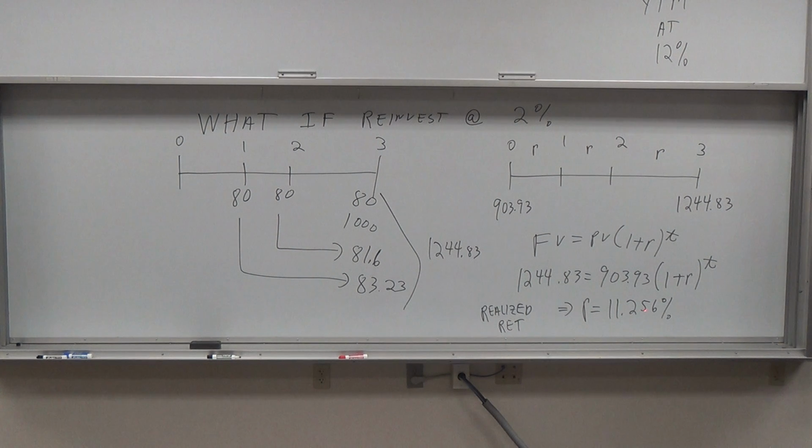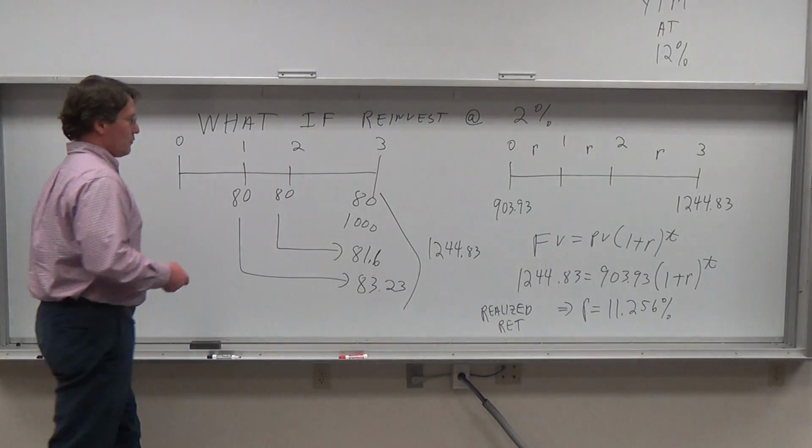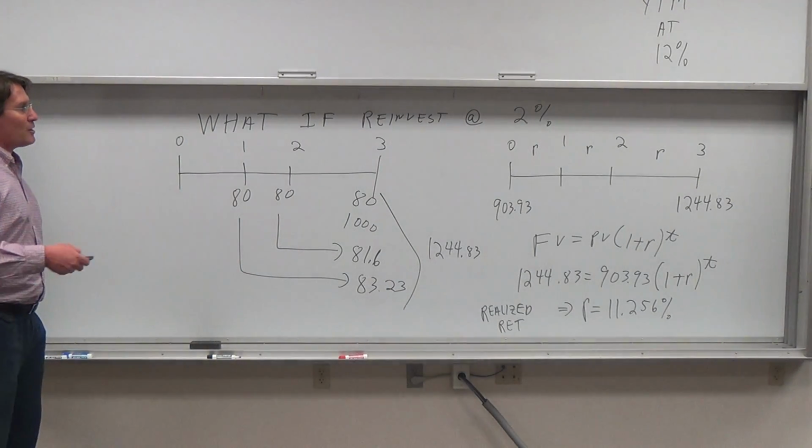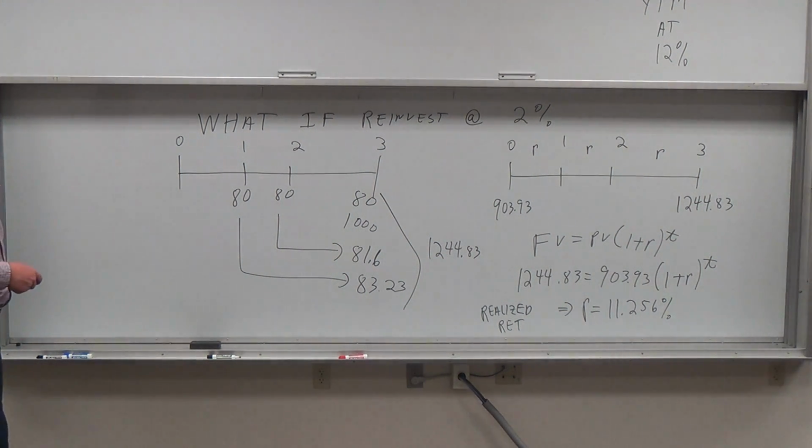So 11.256%. In other words, I bought the investment for $903.93. I was stuck reinvesting at 2%. Interest rates fell as soon as I bought that investment. I'm stuck reinvesting these at 2%.